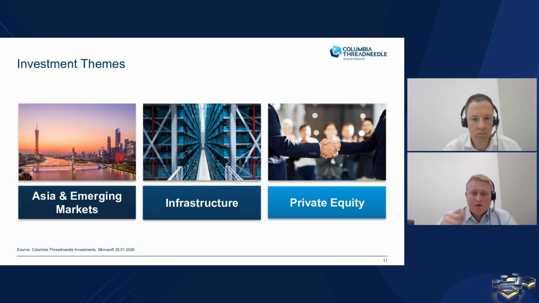But there is a real difference, we think, with this mini cycle, in that the next leg of this technology growth, and we are believers in technology growth, is driven by hardware investment. So this is capex in supply chains. This is capex into data centers. This is capex into overall infrastructure.